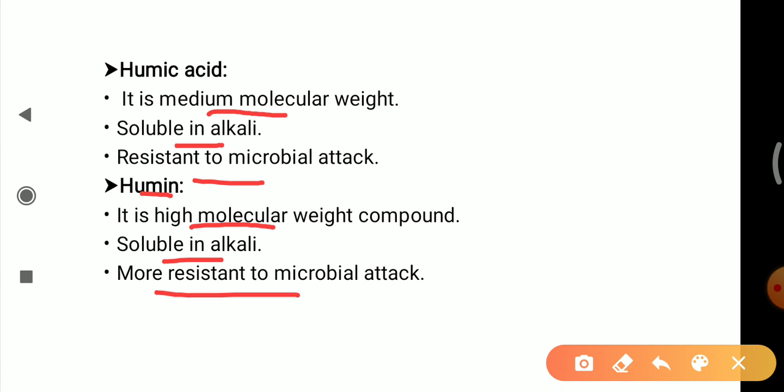Humin. We have seen fulvic acid, humic acid and humin. Fulvic acid is low molecular weight, whereas humic acid is medium and humin is high molecular weight. Humic acid is also soluble in alkali and humin is also soluble in alkali. This is what it is all about.